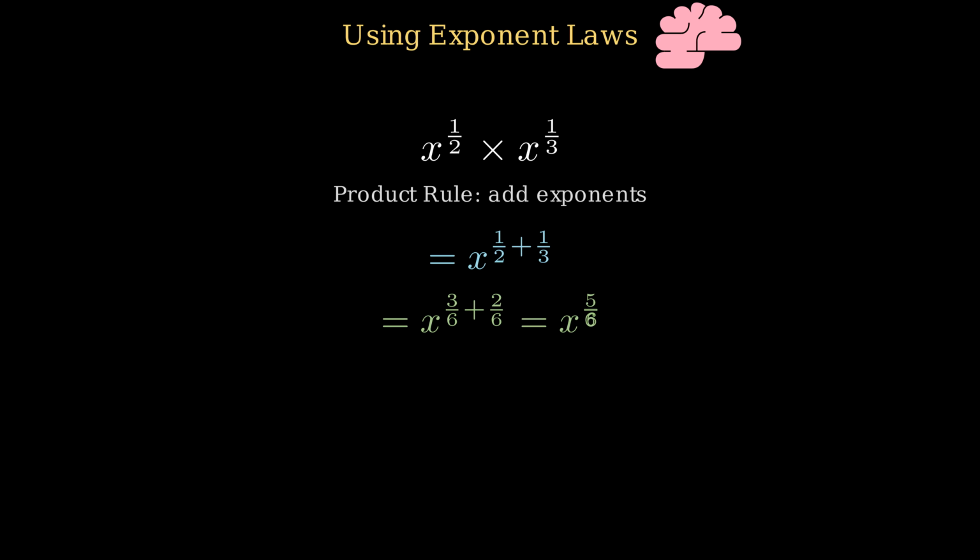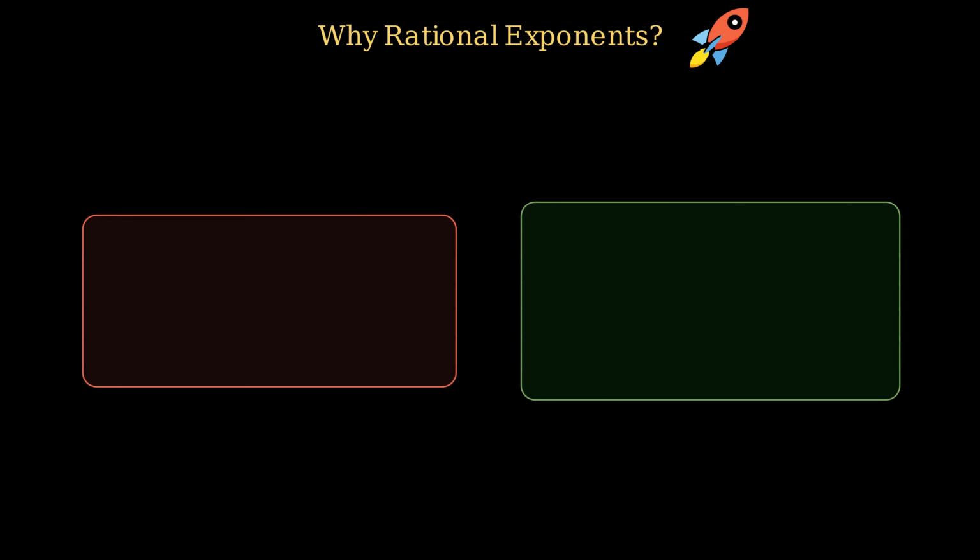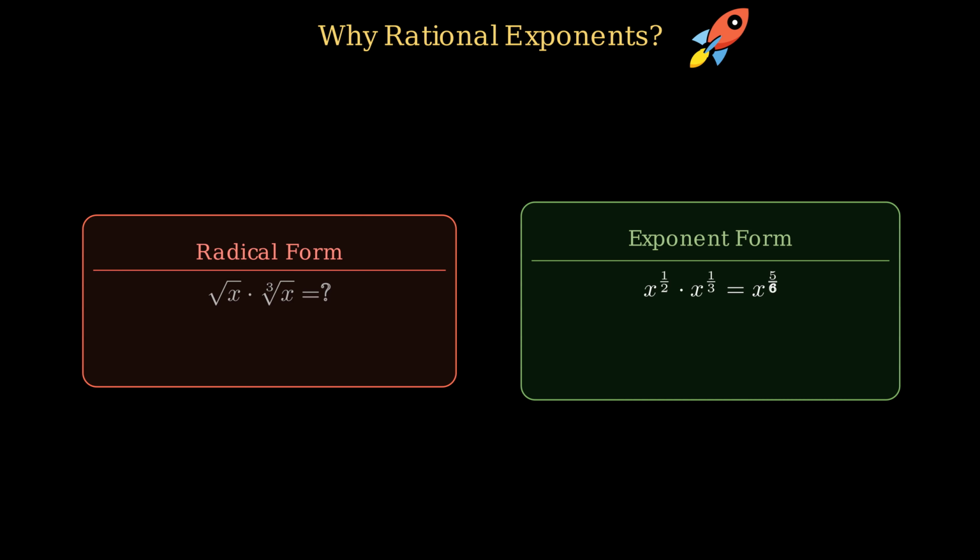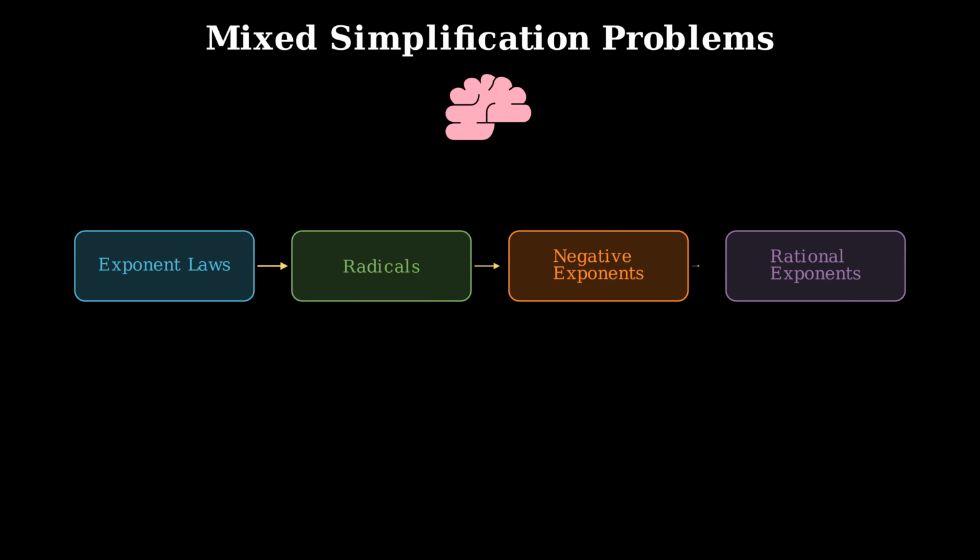The big advantage of rational exponent form is that you can use all the exponent laws. Let me show you. This is much cleaner than trying to multiply square roots and cube roots directly. Rational exponents let us use algebra. Now we combine everything. These mixed problems use all the rules we've learned. The key is to work systematically and apply one rule at a time.